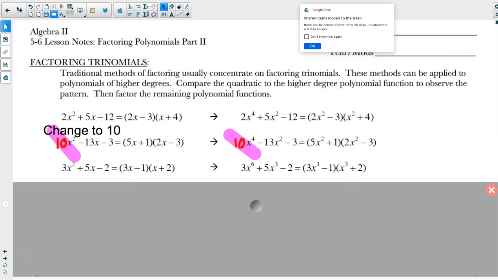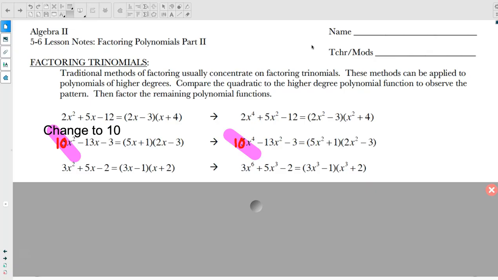Your lesson. So first thing I need you to do is actually change, that's supposed to be a 10, it's a 5. In your note packet, change those two things to 10s.